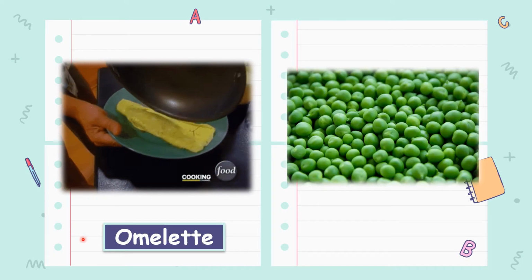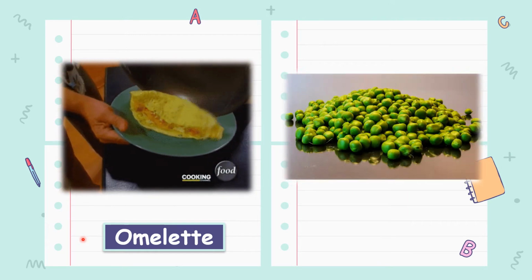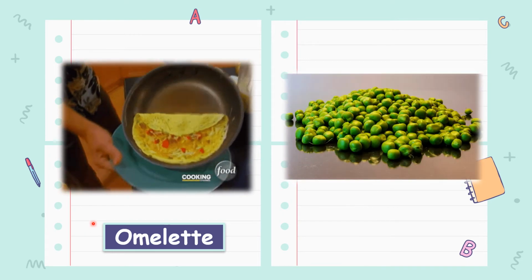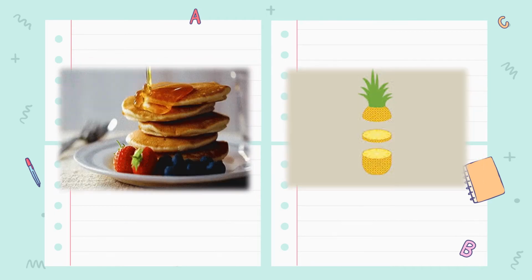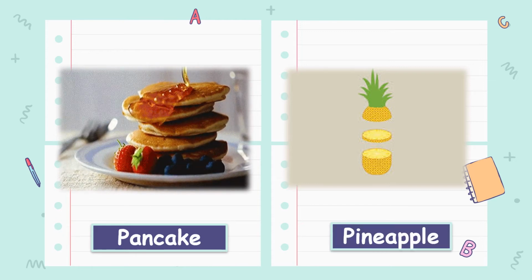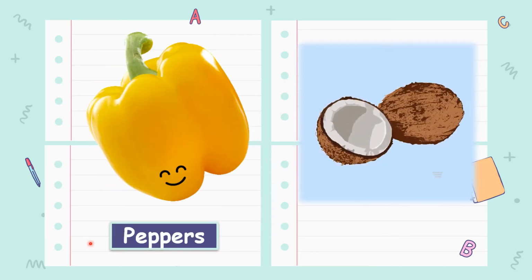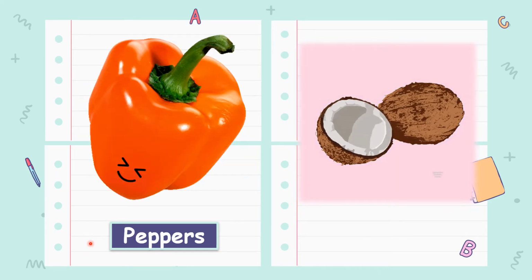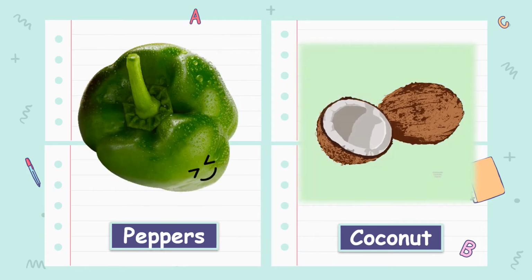So the first one, omelette. Omelette is a type of fried egg that you mix with any ingredients you want. The next one is peas. This is pancake. And this is pineapple. This is peppers. And the last one, coconut.